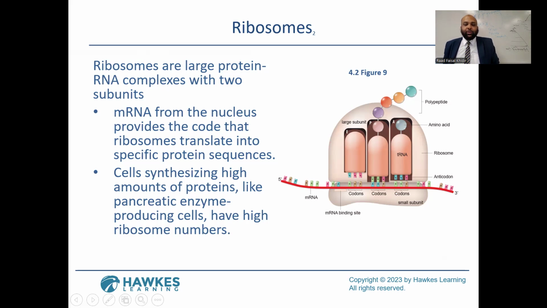The mRNA from the nucleus provides the code that ribosomes translate into specific protein sequences. Cells synthesizing high amounts of proteins, like pancreatic enzyme producing cells, have high ribosome numbers. You see, the pancreas has a lot of ribosomes because it's going to be making a lot of enzymes. Pancreatic lipase to digest the lipids. Pancreatic amylase to break down the carbohydrates.